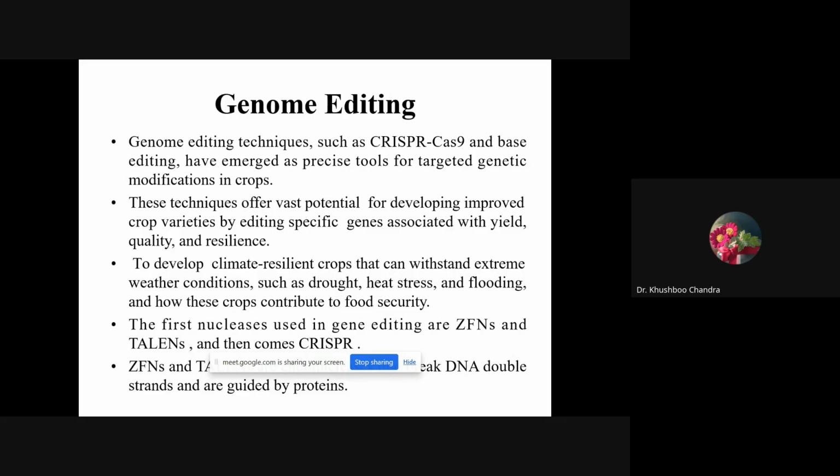And this also plays a role wherever we want to develop, or have the opportunity of developing, a climate resilient crop capable of withstanding drought, heat, flooding. In that case, this provides a very, very good opportunity, or you can say a platform. And this ultimately contributes towards sustainable agriculture, fulfilling the sustainable agriculture goal and food security.